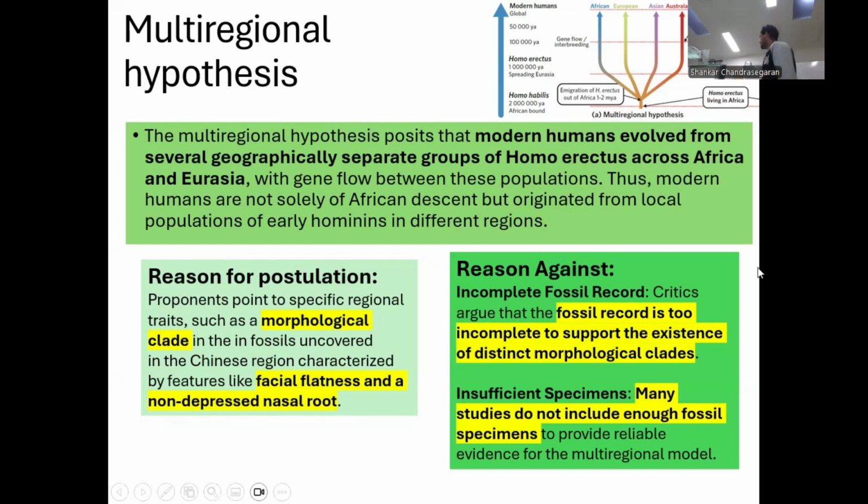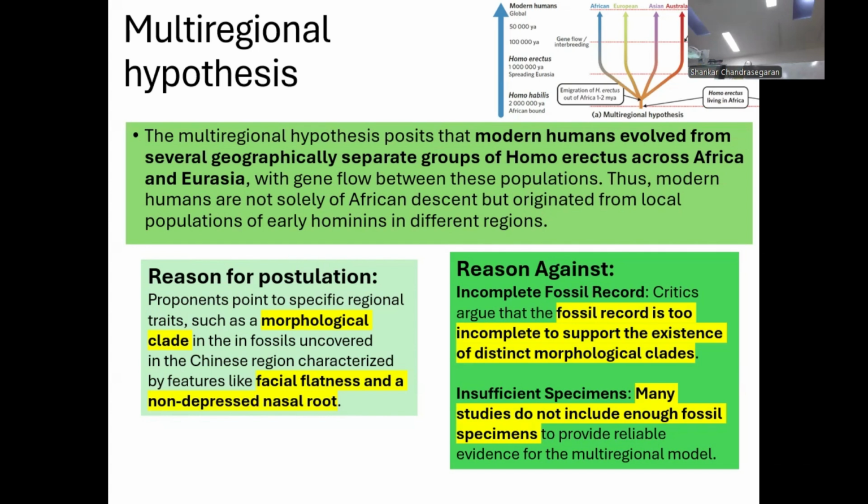Why is it that we don't really support this? There are a few reasons against it. First of all, there is incomplete fossil evidence to indicate this was the case. Basically, the fossil record is too incomplete to support the existence of distinct morphological clades. So even though there is this one fossil that we found, we haven't really found enough fossil records to support this idea.